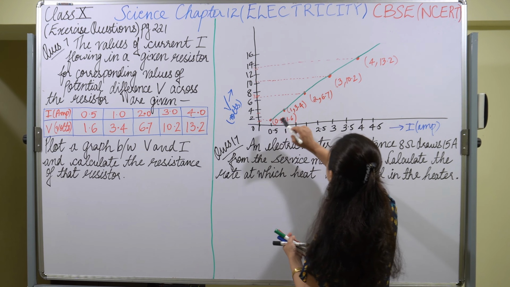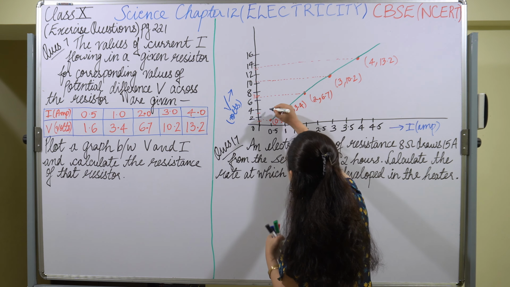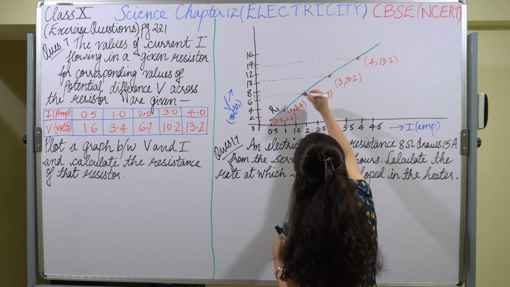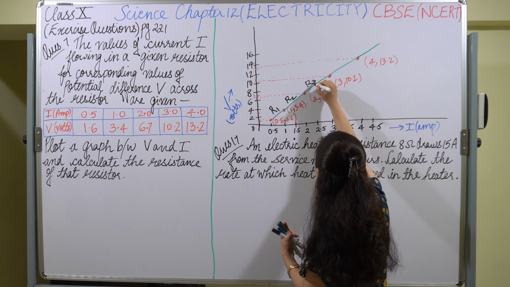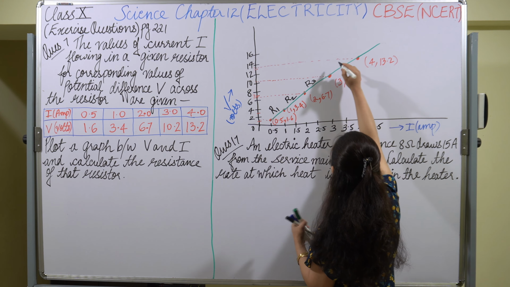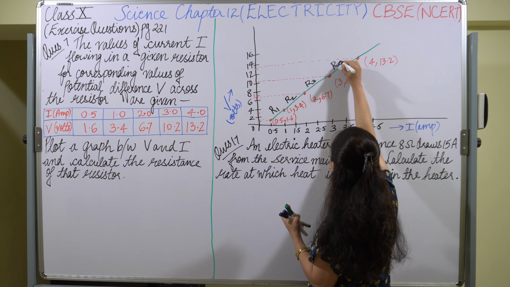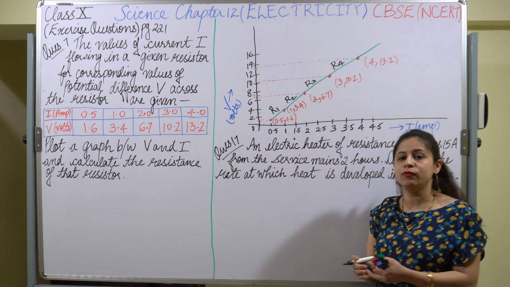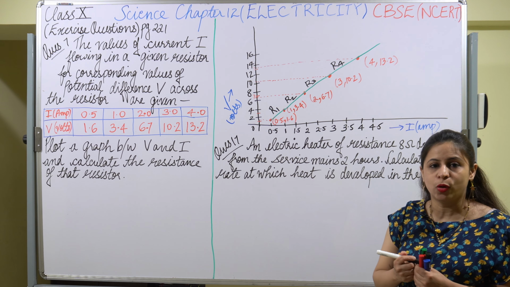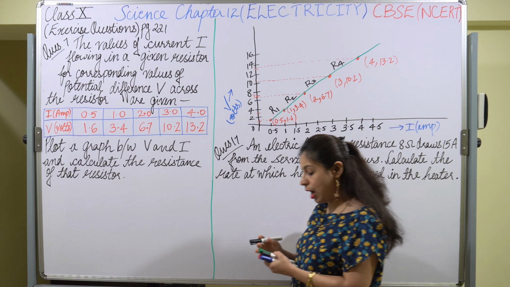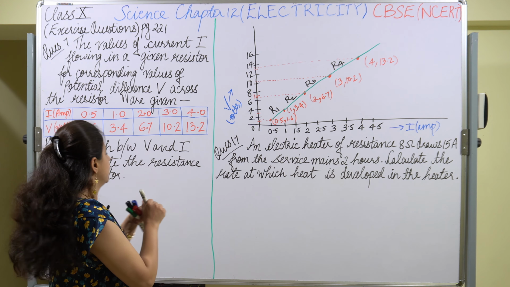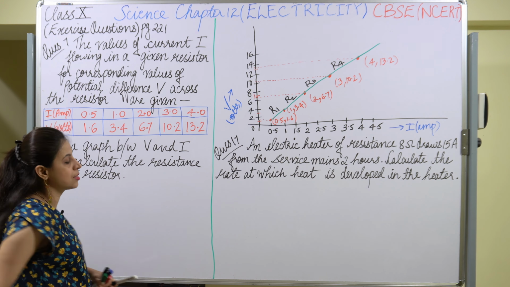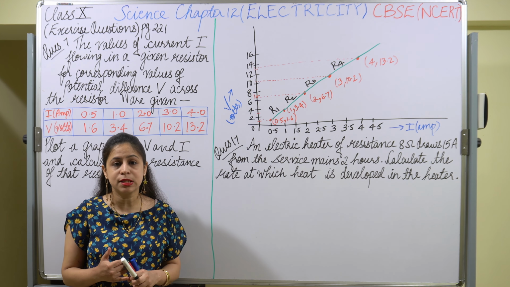Now between these 2 points we will get R1, between these 2 points R2, between these 2 points R3, and between these 2 points R4. Then we will calculate the average value of the resistance. Now the resistance is given by the slope of the line. We have to calculate the resistance, so let us start calculating it.